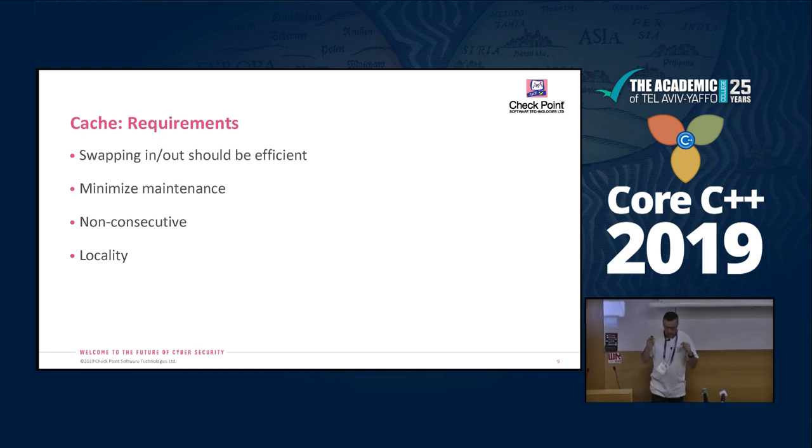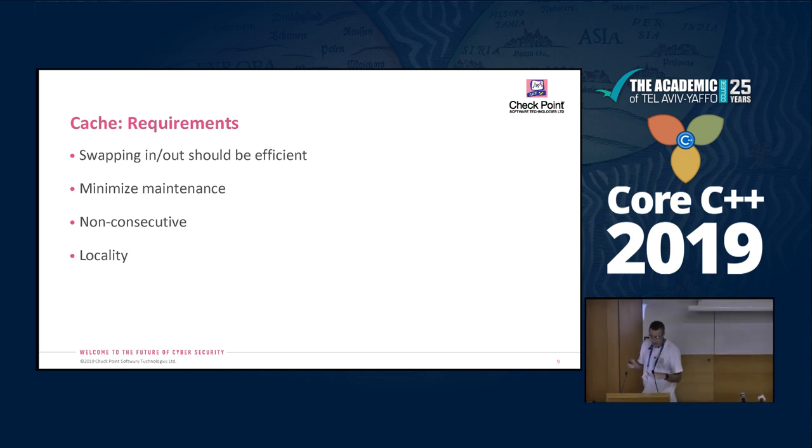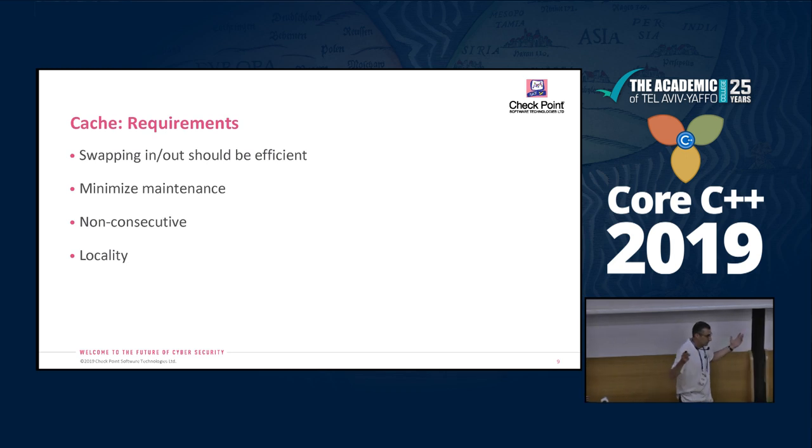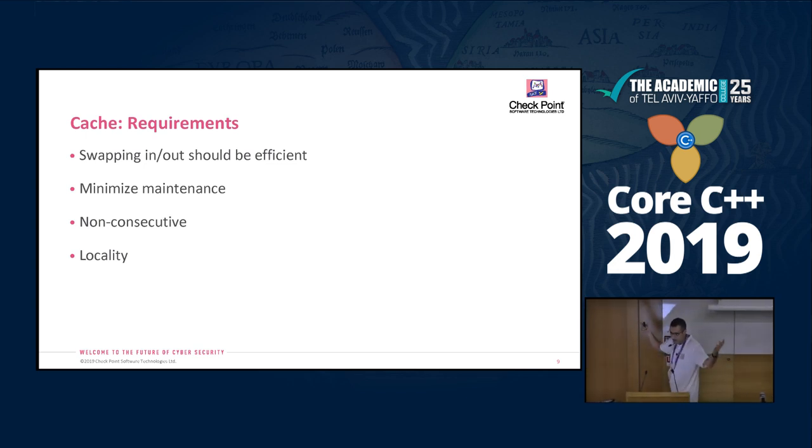What are our requirements from the cache? Well, first of all, we obviously want the swapping in and out to be extremely efficient. We don't want to wait until memory is swapped into the cache or swapped out of the cache. We want the cache to be non-consecutive. As we saw, some of the cache is shared between different cores. Different cores run different applications. They obviously need different parts of the memory. But even in the same core, we want to access different segments of data, the heap, the stack, the instructions. So we need to have random access cache.